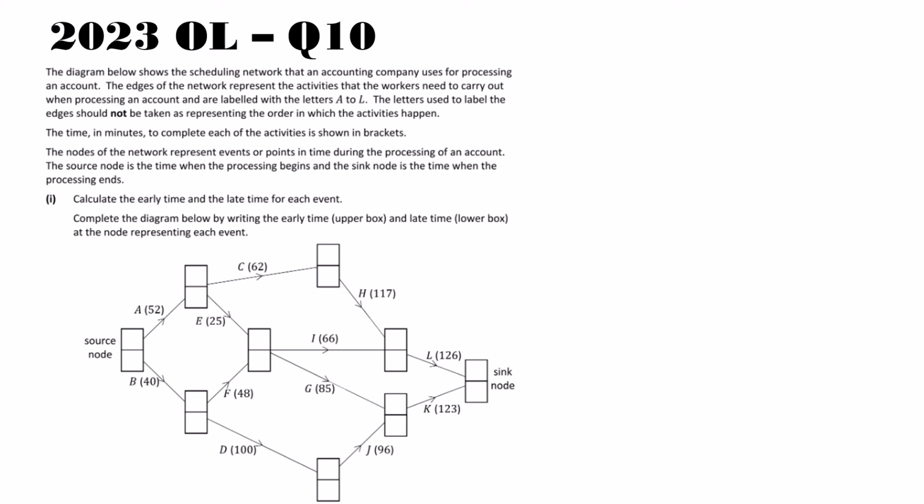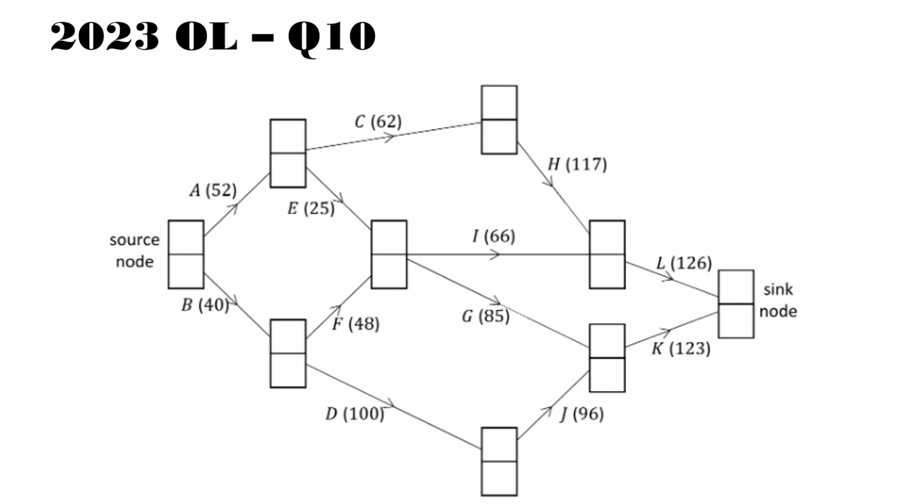The nodes of the network represent events or points in time during the processing of an account. The source node is the time when the processing begins and the sink node is the time when the processing ends. Part 1. Calculate the early time and late time for each event. Complete the diagram below by writing the early time in the upper box and the late time in the lower box at the node representing each event. Just making it a little bit bigger for me to be able to work with it.